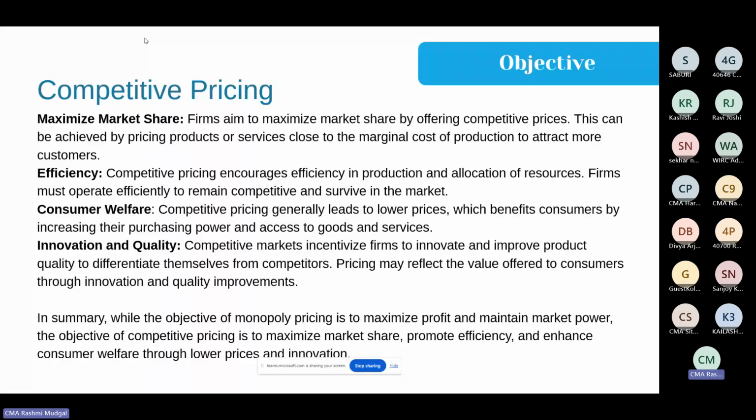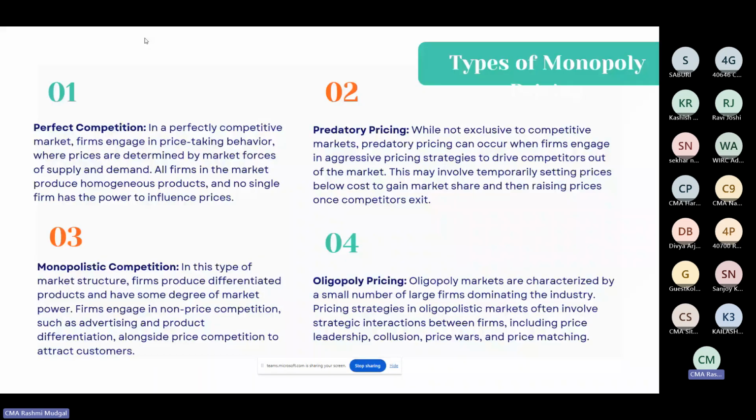What types of monopolies? Sorry, this heading is wrong. What types of competition markets are there? First is perfect competition. Give me a second.